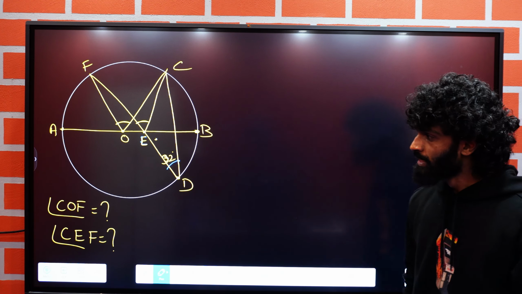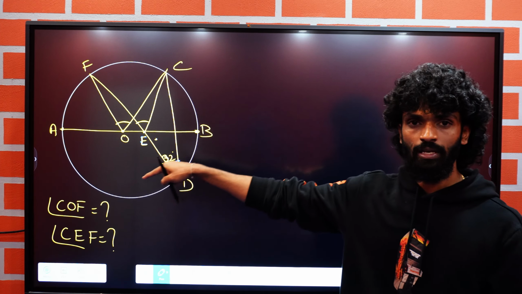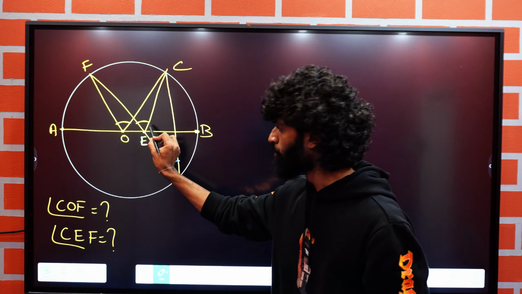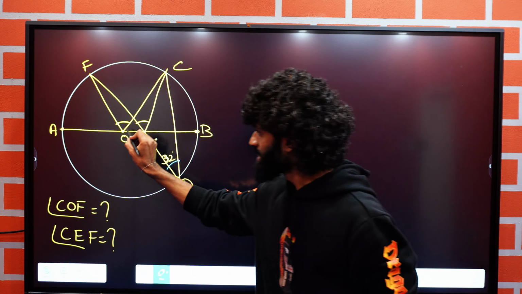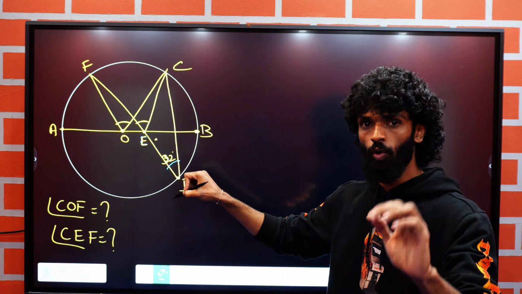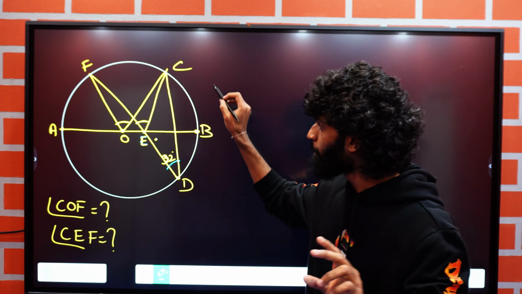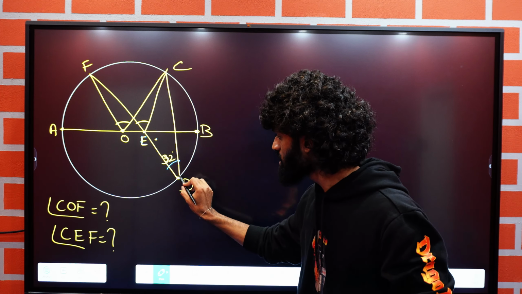Next question. The diagram looks complicated, but let's stick to our basics. In this question, I'm supposed to find COF, this angle, and CEF, both the angles have been marked. One thing you have to be careful about: here, the center of the circle is O, not E. Wherever the word center is there, also look for any points lying on the circumference. F is lying, C is lying, as well as D is lying.